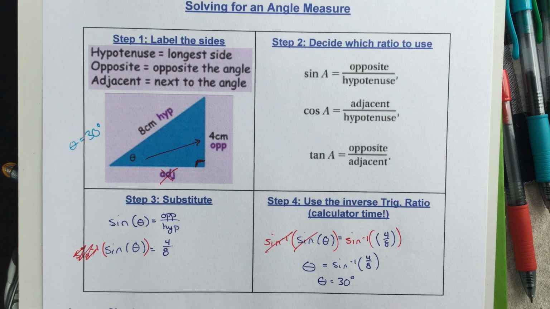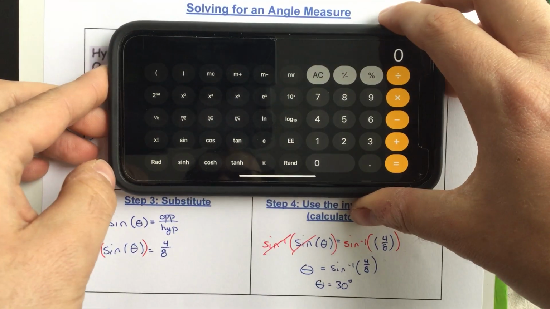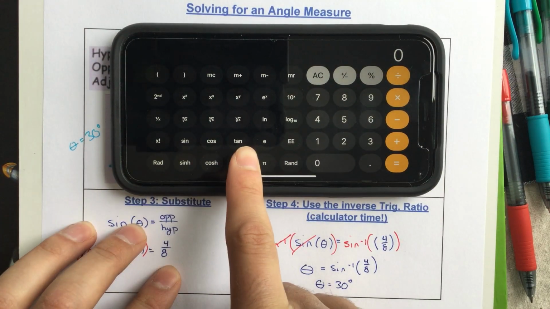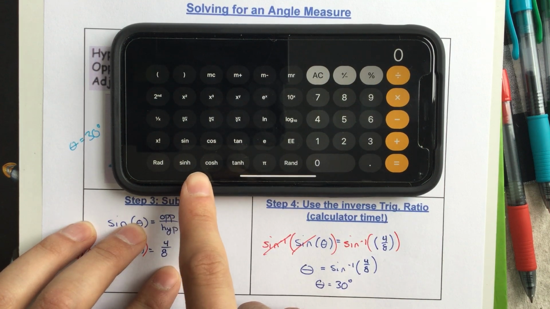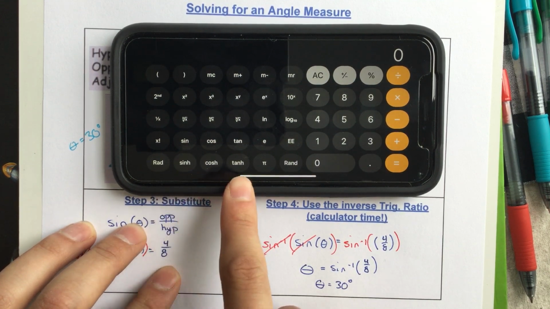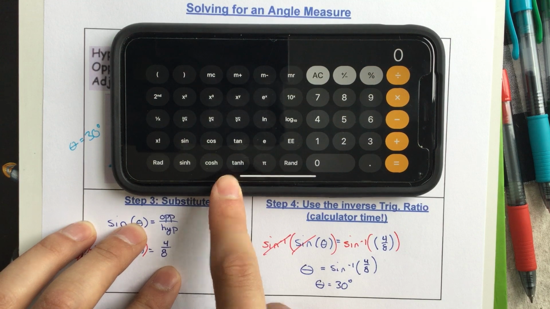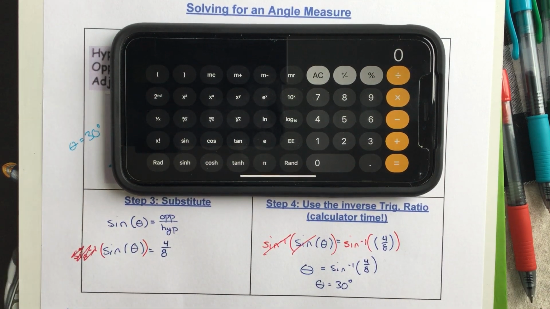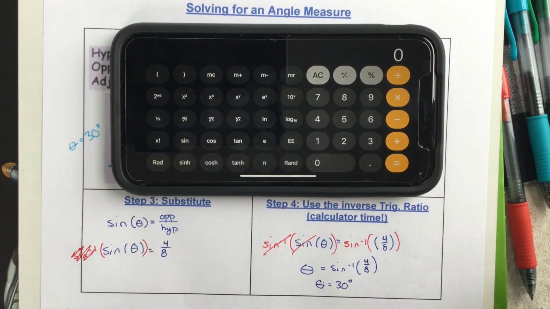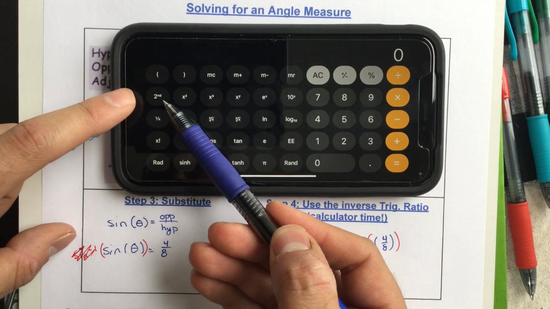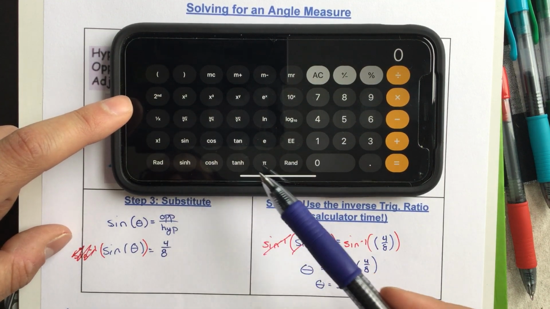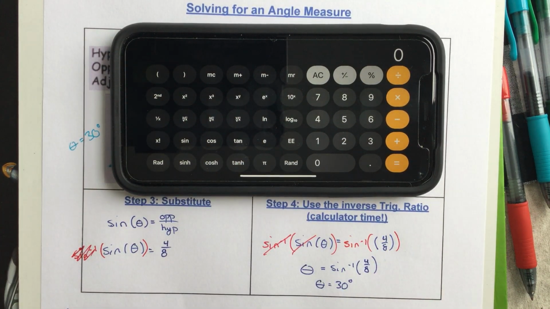On your iPhone calculators, you should see sine, cosine, tangent, but do not click the ones below it, right here. We're not going to use those. You should also see a little second symbol here. When you click that second symbol, it opens up other calculations behind those symbols.